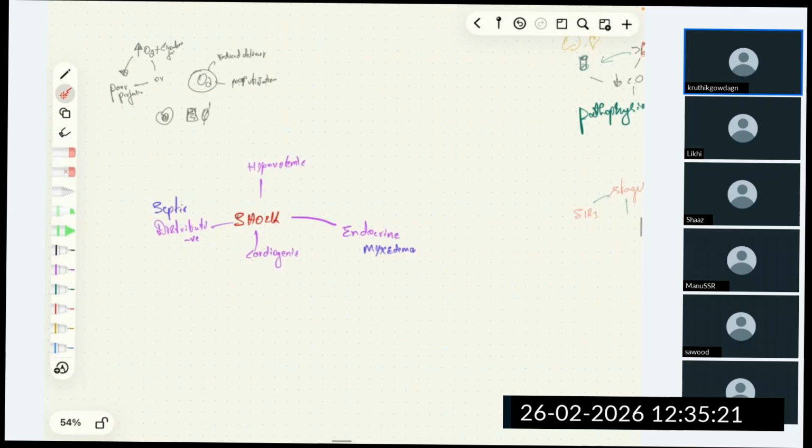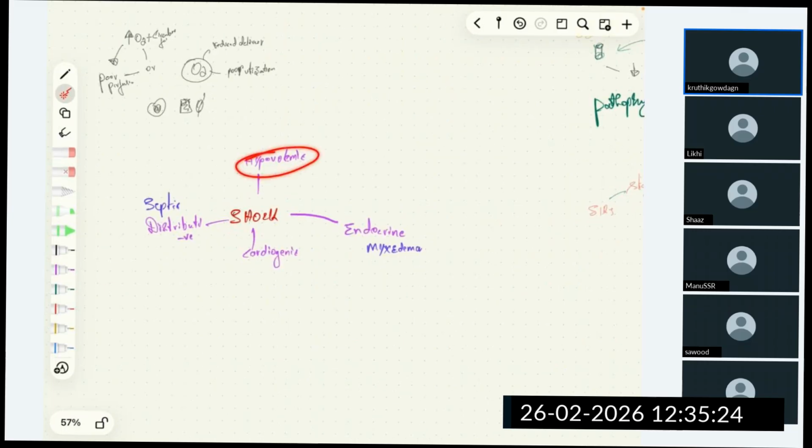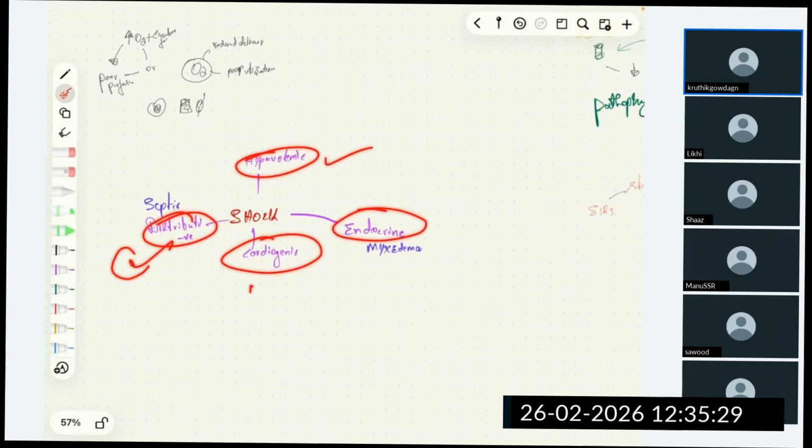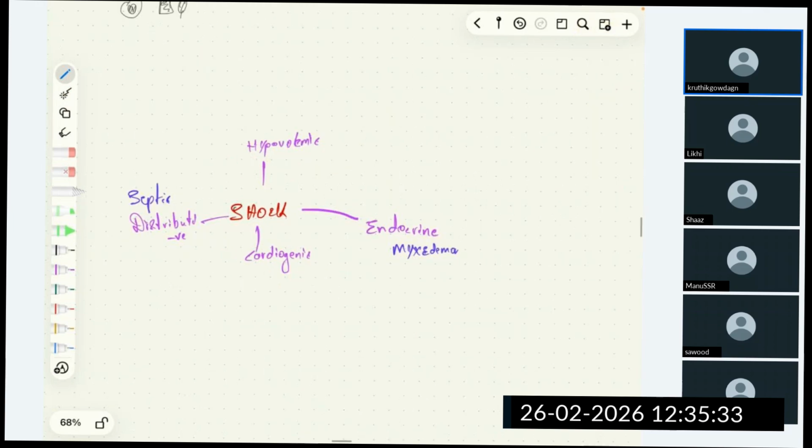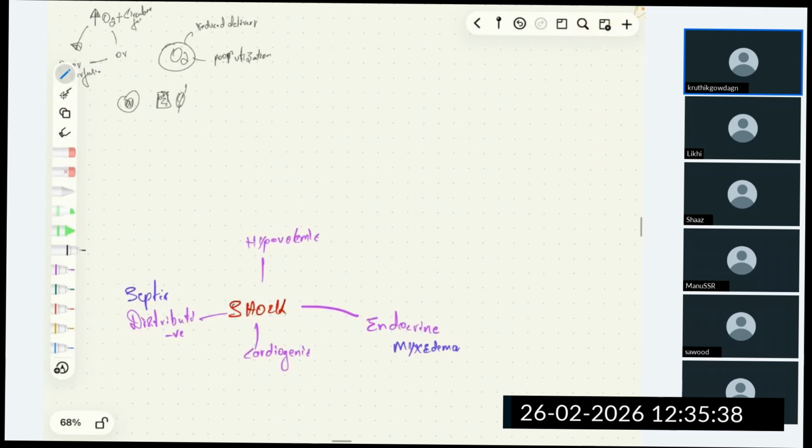The shock are broadly classified into four types. Those are hypovolemic shock, distributive shock, cardiogenic shock, and endocrine shock. What are these types of shock? In hypovolemic shock, there is reduced circulating blood in the body. When the circulating blood is reduced in the body due to trauma, hemorrhage, this results in reduced end organ perfusion, which is quite intuitive.